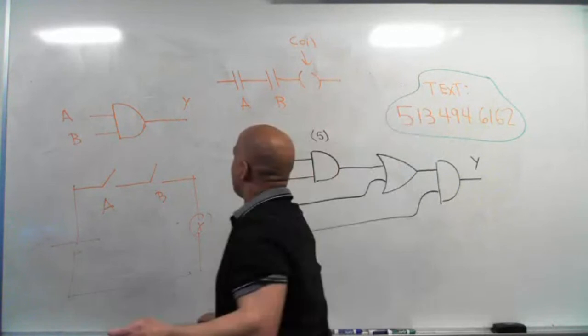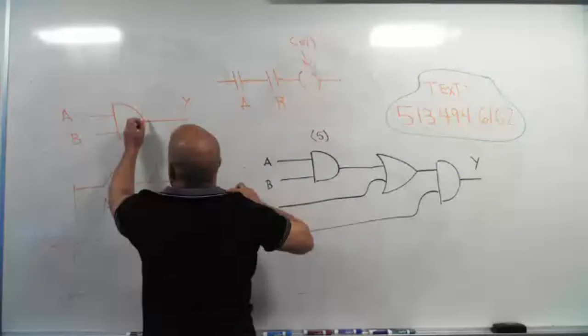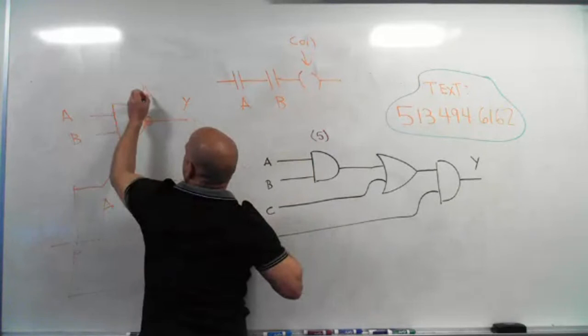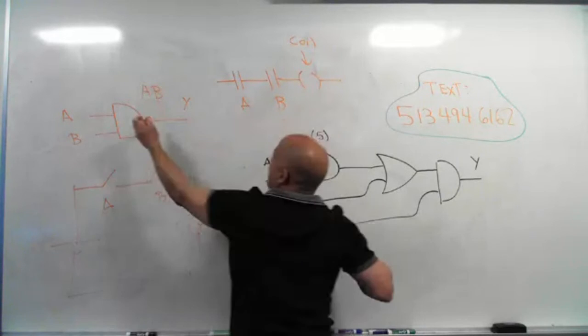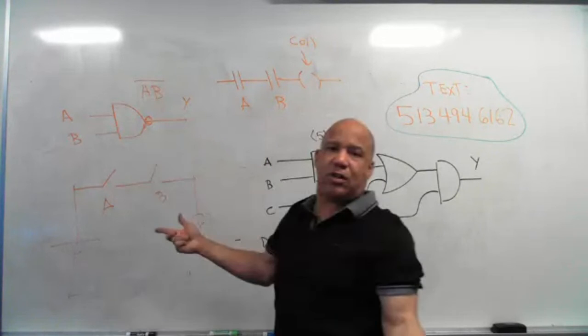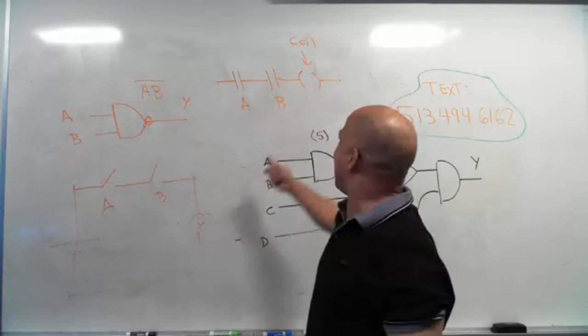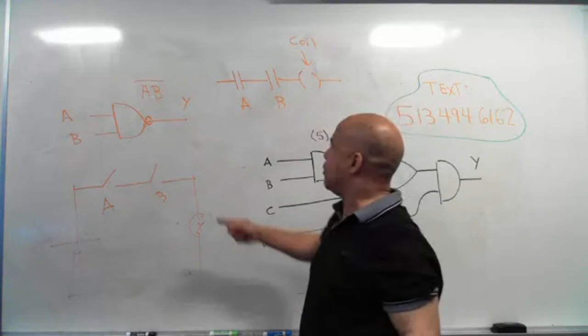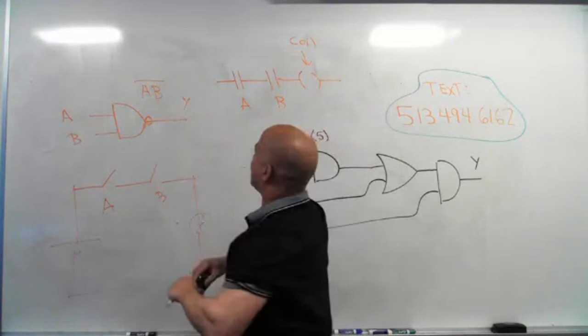Well, the problem is, what if I do this? What if I not this? What if I invert that? So I get A, B, which is what this represents. What if I not that? Well, there's no way in the PLC to not the output. There's no way to make it negative. You can't not it. So what you got to do is demorganize this.